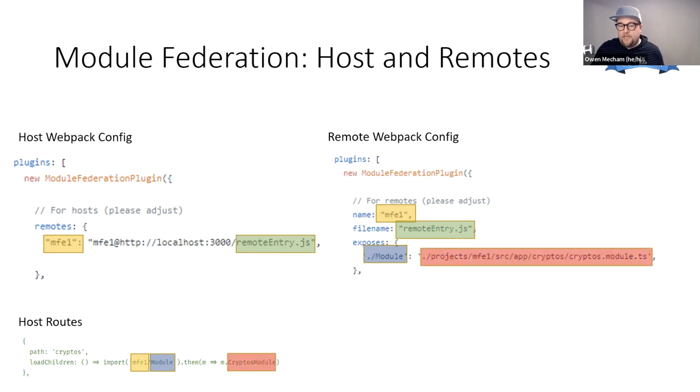And then the final thing is, when we do this dynamic import of our routes, the module that we have down in the bottom in the host routes obviously needs to be what is exposed at /module in our remote Webpack config. So this is all of the things that you need to double check as you're playing around with this to glue this all together. And we'll show an example here in just a second.